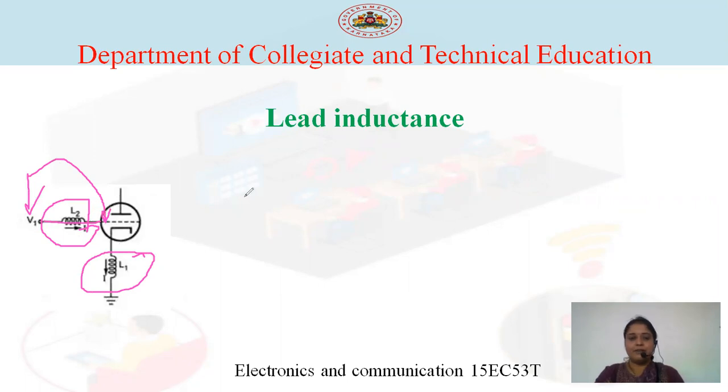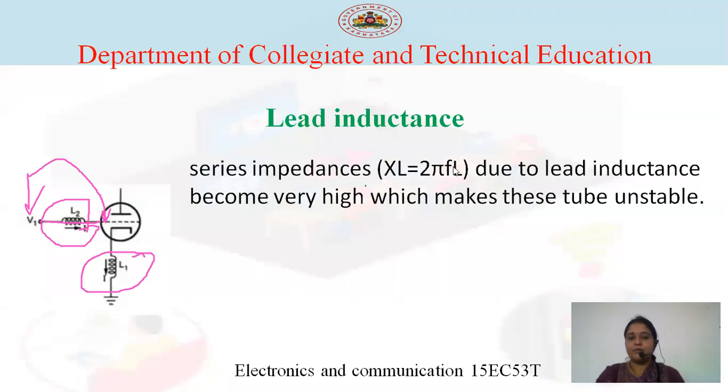But actually, what happens at the lower frequencies? At the lower frequencies, XL is equal to 2 pi FL. If F is low, XL is also small. XL being small means it is like a short circuit. For the lower frequency it is a short circuit. Therefore, at the lower frequencies, whatever you apply will reach here.